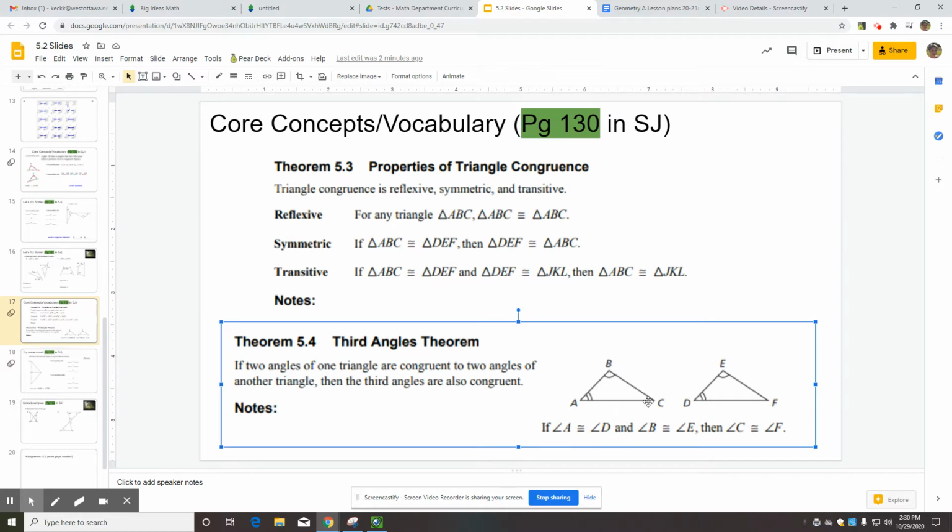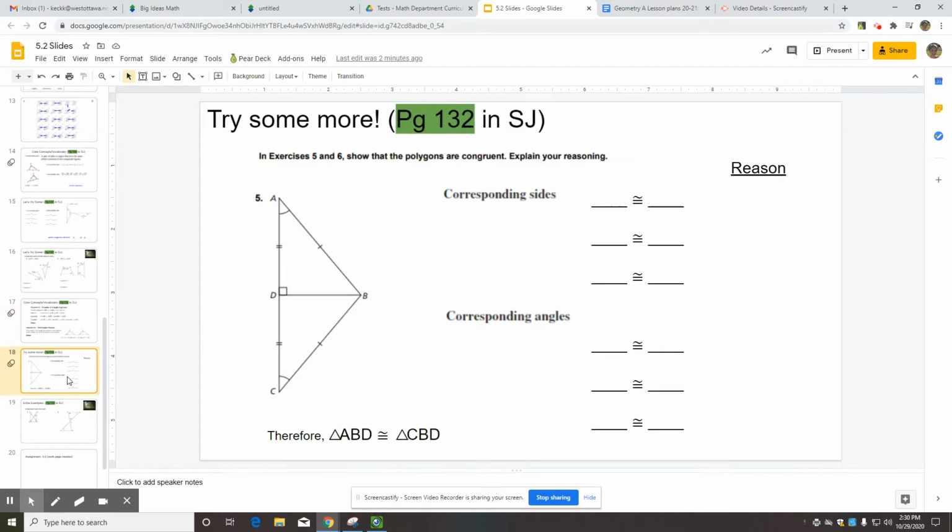So we technically don't need any information about angle C and angle F to know that they're congruent. All we need is to see that these two pairs of angles are congruent to each other. So we're going to be using this theorem in the next problem that we do. So we're going to do number 5 on page 132 in your student journal.